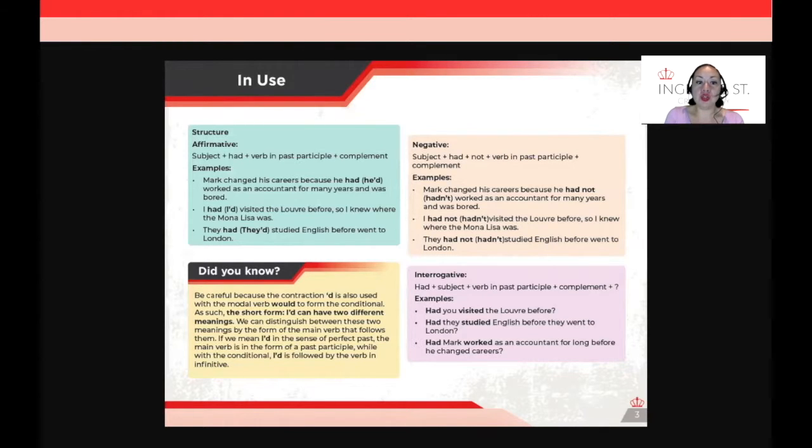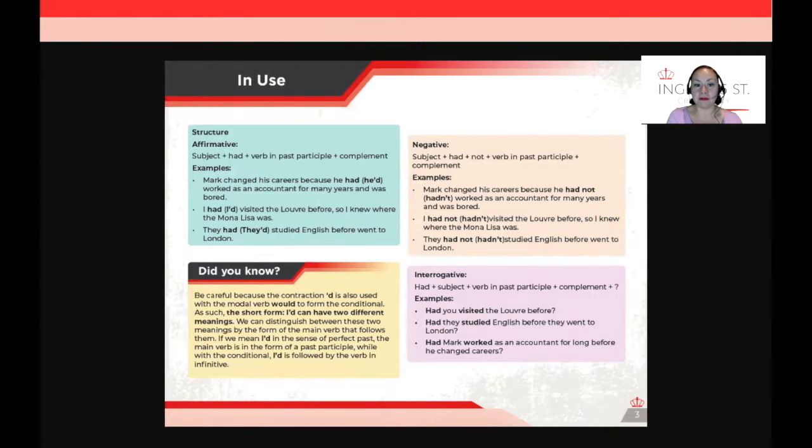Did you know? Be careful because the contraction apostrophe D is also used with the modal verb would, to form the conditional. As such, the short form I'd can have two different meanings, okay? But don't worry, it's going to be easy to distinguish them, because between these two meanings, by the form of the main verb that follows them.